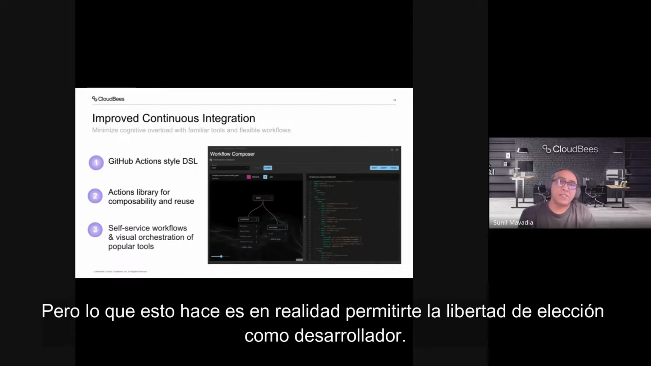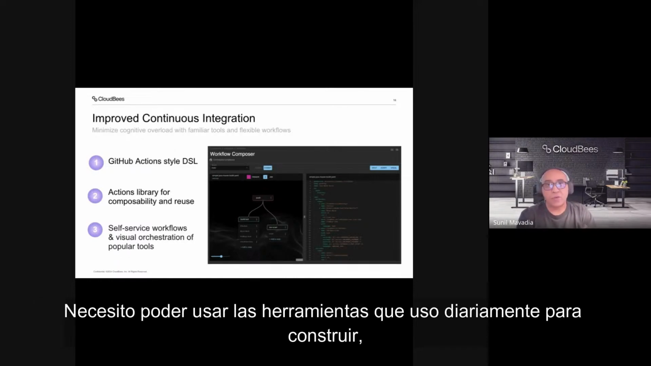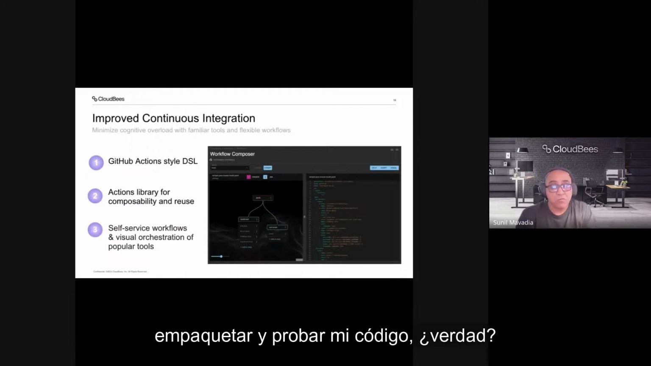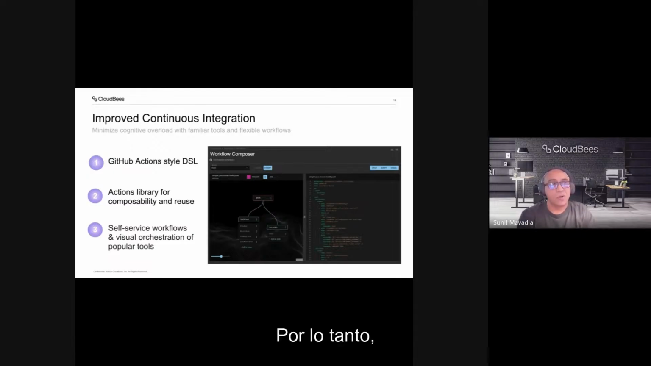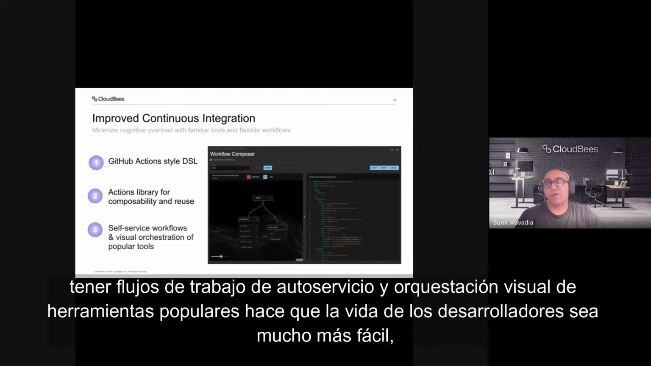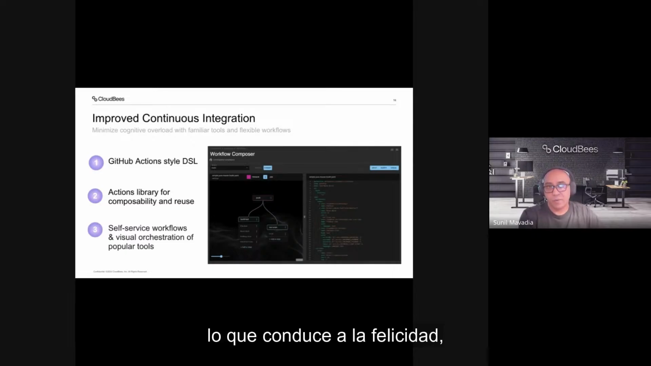But what this does is actually allow you a freedom of choice as a developer. I need to be able to use the tools I use on a daily basis to build, package, test my code, right? And so having self-service workflows and visual orchestration of popular tools makes life a lot easier for developers, and this leads to developer happiness.